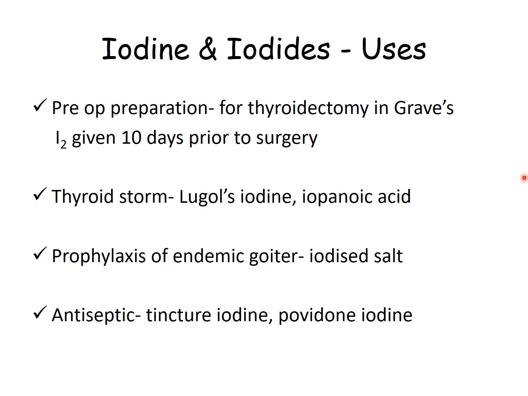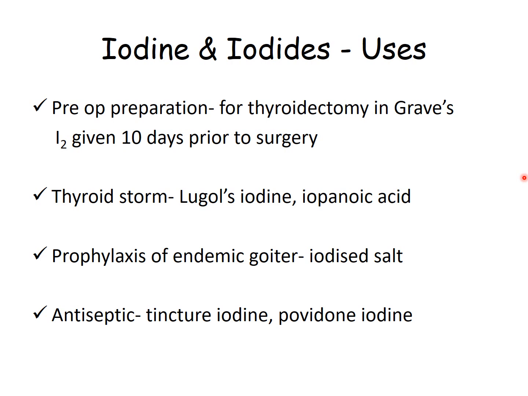So in that condition, we can use this iodine, because I have already told that they can inhibit all the facets of thyroid hormone synthesis. All the steps can be inhibited. So in this emergency situation, we can use iodine. The mainly used iodines are Lugol's iodine and iodinated contrast agents like iopanoic acid. So these two are mainly used in thyroid storm.